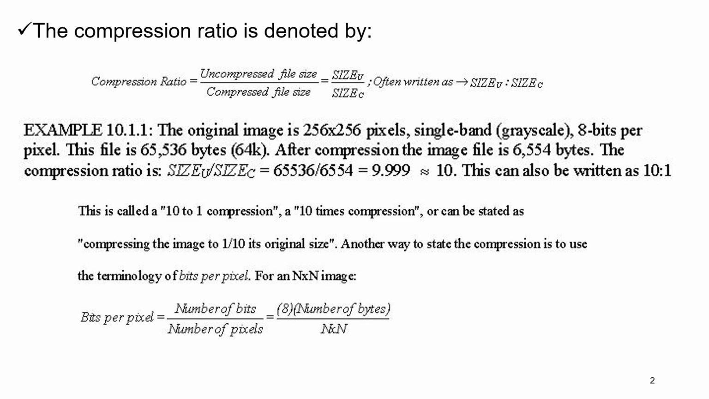Another way to state the compression is to use the terminology of bits per pixel. For an n cross n image, bits per pixel is equal to number of bits divided by number of pixels. That is 8 into number of bytes divided by n cross n, where the number of bytes is the size of the image.